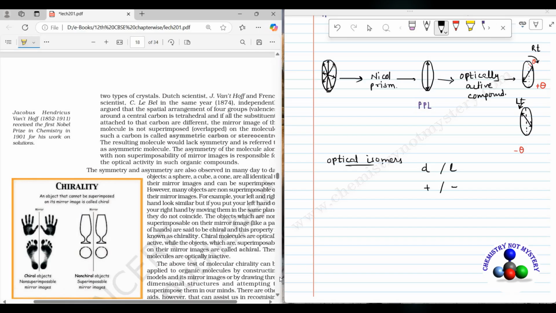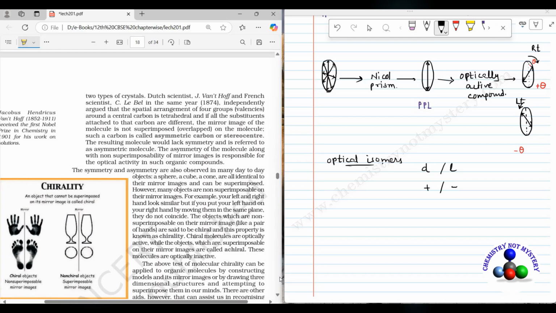Dutch scientist J. Van't Hoff and the French scientist C. Le Bel, in the same year 1874, independently argued that the spatial arrangement of 4 groups around the central carbon is tetrahedral, and if all the substituents attached to that carbon are different, the mirror image of the molecule is not superimposable on the molecule. Such carbons are called asymmetric carbon or stereocentric. The resulting molecule would lack symmetry and is referred to as asymmetric molecule. The asymmetry of the molecule along with non-superimposability of mirror image is responsible for the optical activity in such organic compounds.